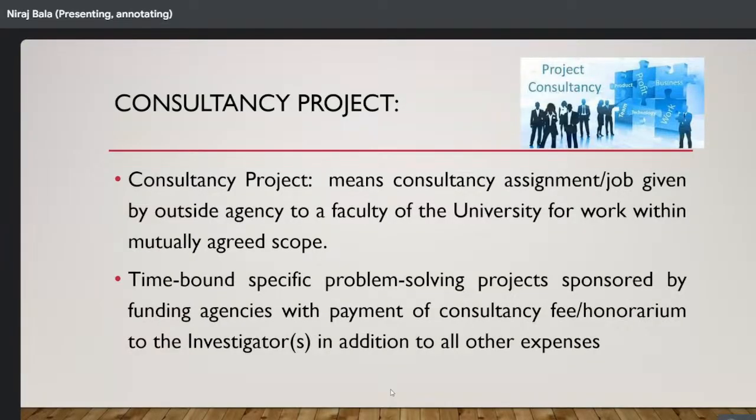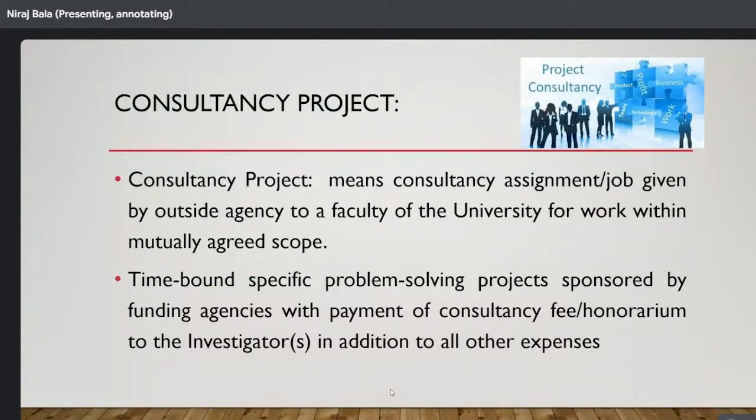So participants, in academics, we talk about 2 different types of projects. One is the research project. The second one is known as the consultancy project. What is a consultancy project? Basically, a consultancy assignment or job is given by an outside agency to a faculty of a university for work within a mutually agreed scope. So time-bound specific problem-solving projects sponsored by funding agencies with payment of funds. Basically, it is again a time-bound project, and somebody outside your agency gives the payment of consultancy fees.